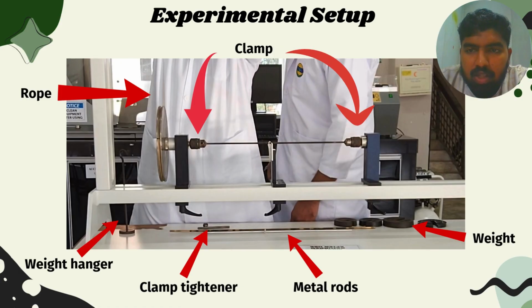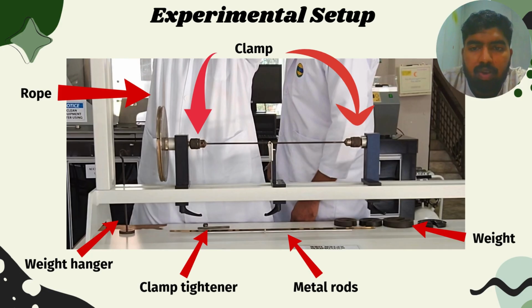For experimental setup, we've got our rope, which is quite difficult to see by our naked eye, but the rope will be attached to our pulley and our weight hanger, which is the second item. The weight hanger is used to place our weight. The third is the clamp tightener. The clamp tightener will be used to tighten the metal rods that will soon be attached to the pulley.